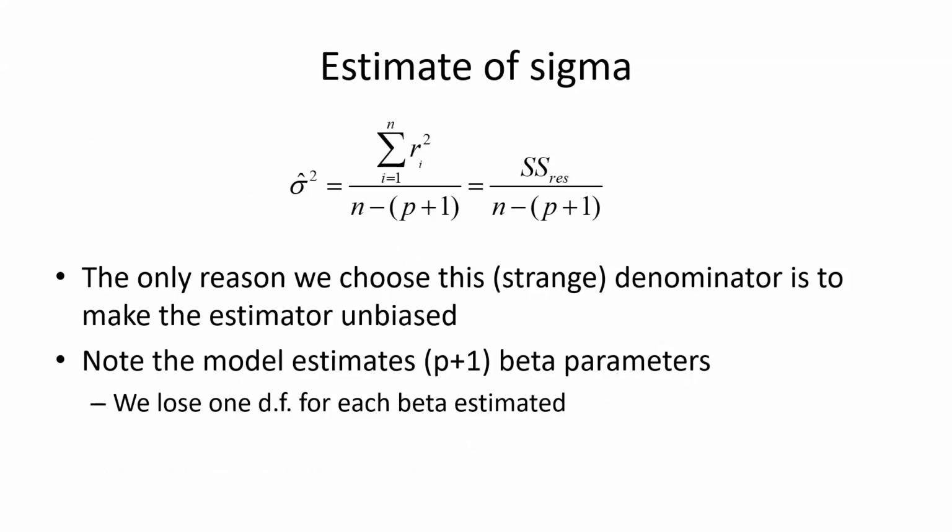Of course, the only reason why we choose such a strange denominator, n minus the degrees of freedom, is to make the estimator unbiased. You would never think of that for any other reason. And yeah, the whole point is to make it such that it's unbiased in the end. Okay.